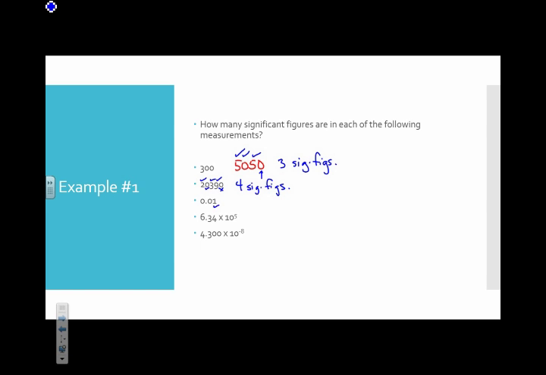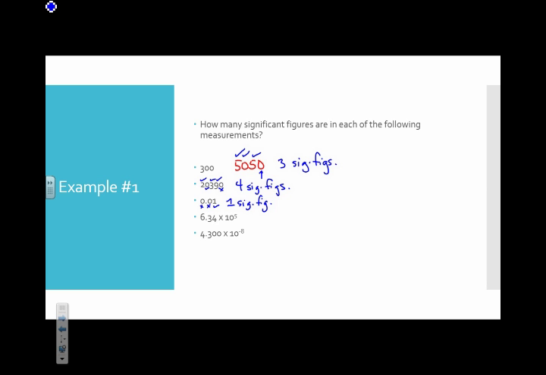0.01, the 1 counts, but these 2 zeros at the beginning of the number, even though there's a decimal point, both of those zeros are at the beginning of the number, so neither of them counts as a significant figure. So there is only one sig fig here.